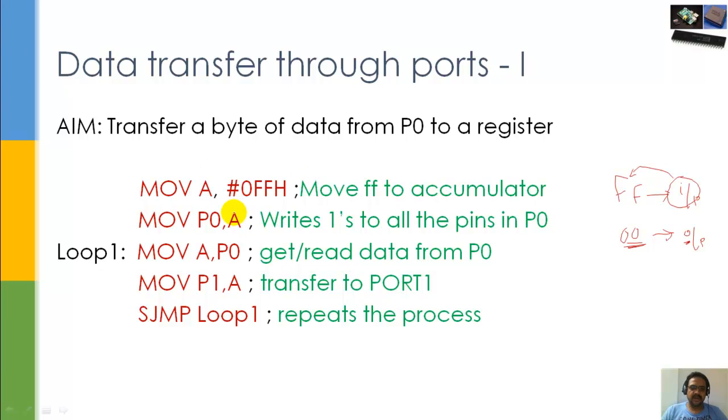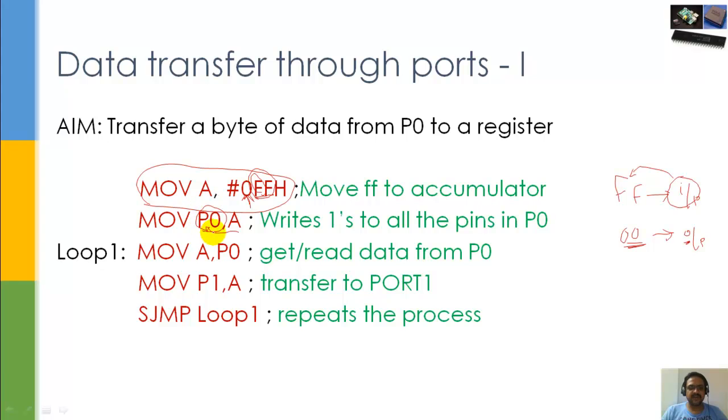Very simple. What you do is MOV A, #0FFH. Whenever you are writing a hexadecimal number, please always add a prefix of 0. If you don't add 0, this will be considered as an alphabet or a string and it will give you an error. So to avoid it, whenever you are writing a hexadecimal number, always add a prefix of 0. So MOV A, #0FFH and MOV P0, A. This P0 is nothing but the entire port. Now P0 is configured as input port.